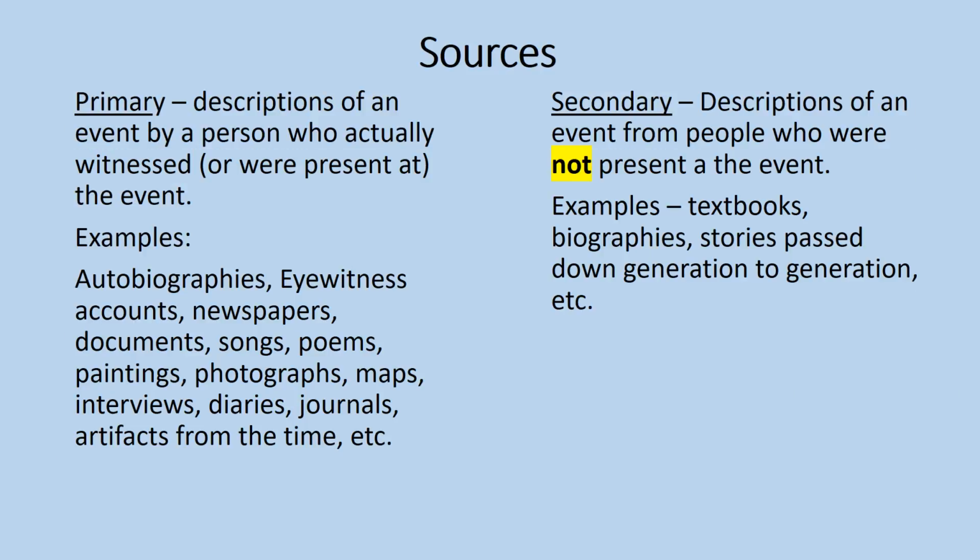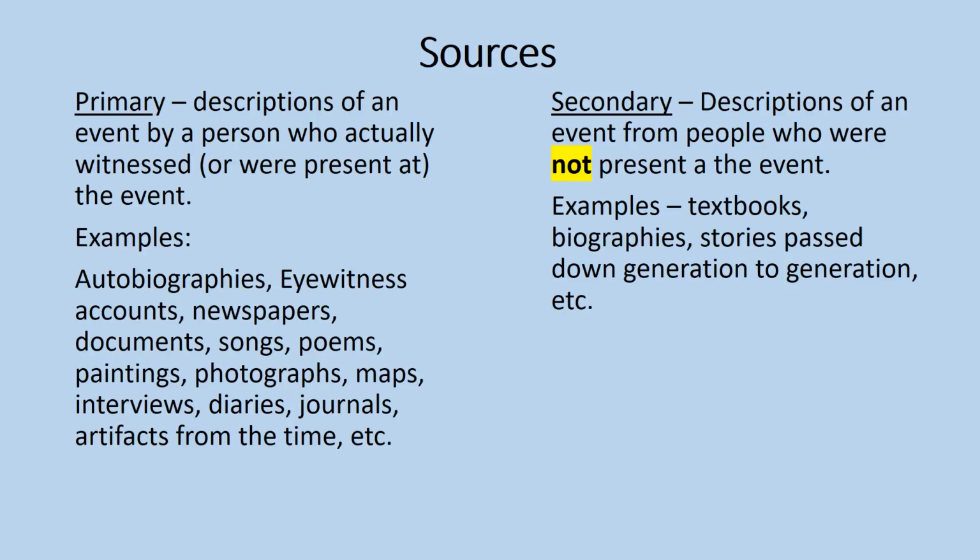Another tool of historians are primary sources and secondary sources. Primary sources come from descriptions of an event by a person who was actually there, or who witnessed the event. Examples are autobiographies, eyewitness accounts, newspapers, documents, songs, poems, paintings, photographs, maps, interviews, diaries, journals, and artifacts from the time. But they all have to come from that time period.